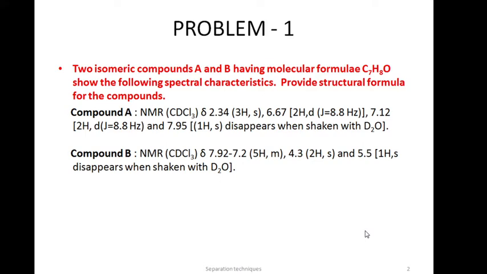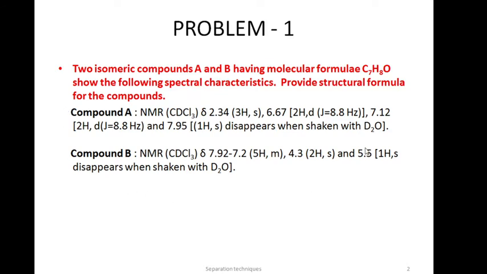So today we are going to solve only one problem because we are going to begin it. Look at this problem. The problem says two isomeric compounds A and B have molecular formula C7H8O and show the following spectral characteristics. Provide the structural formula for the compounds.